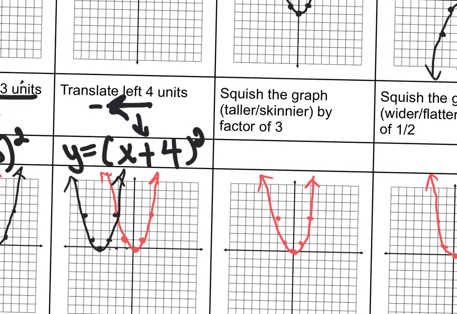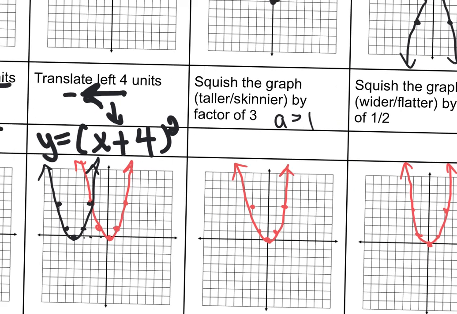If you want to make the graph taller or skinnier, that means your A value is going to be greater than 1. The bigger that number is, the skinnier the graph is going to be. So if we do a factor of 3, it's going to get skinnier, but if we did a factor of like 100, it'd be super, super skinny.